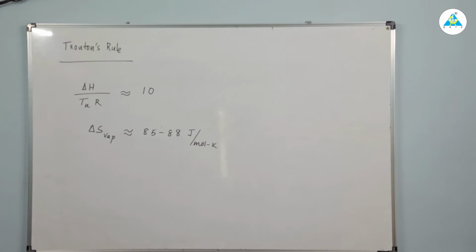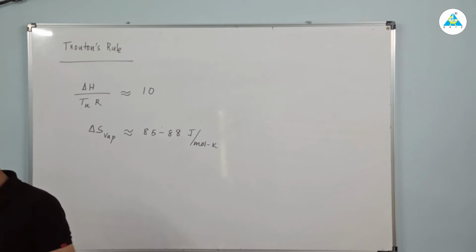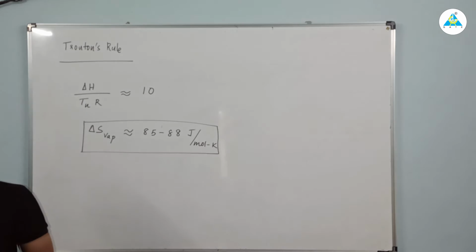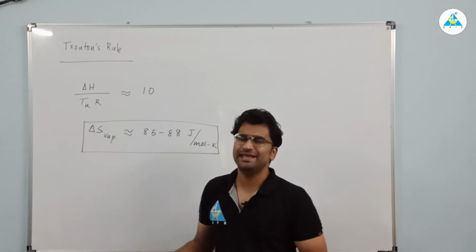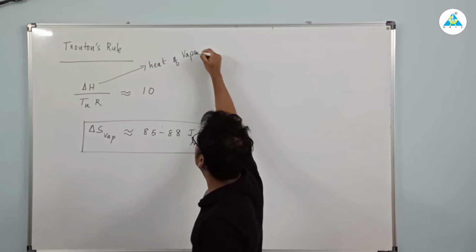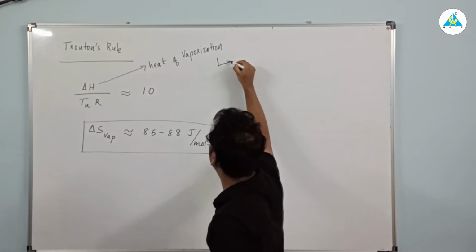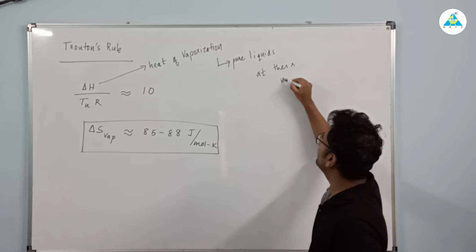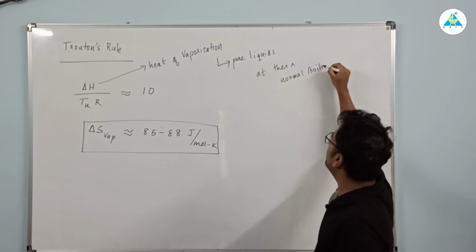So you can write this equation first. Based on this, by giving you a normal boiling point, they can ask a question. By giving delta H and Tn, they can ask this question. We don't have any questions so far, but you can write that the entropy of vaporization is almost the same value. What is the importance of this equation? It gives a rough estimation of heat of vaporization in the case of pure liquids at their normal boiling point.